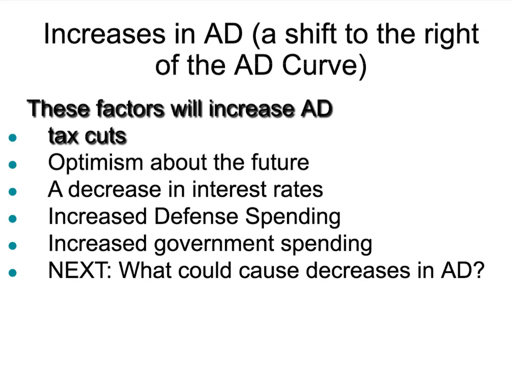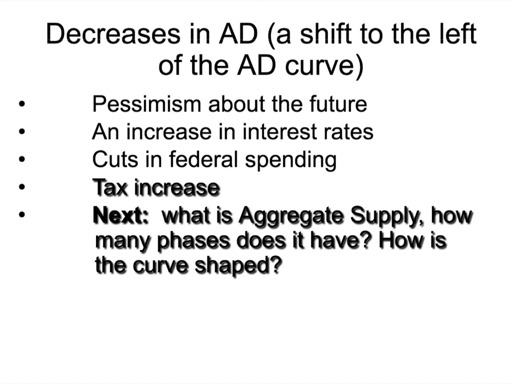Next. So things like tax cuts could shift aggregate demand, because tax cuts mean more income, which means more spending. If consumers are optimistic about the future, they're going to spend more. If there's a decrease in interest rates, people will spend more. An increase in government spending, however that looks, is going to mean more AD. Next. And then the vice versa of all of those would decrease aggregate demand: pessimism about the future, interest rates go up, government spends less, taxes increase.